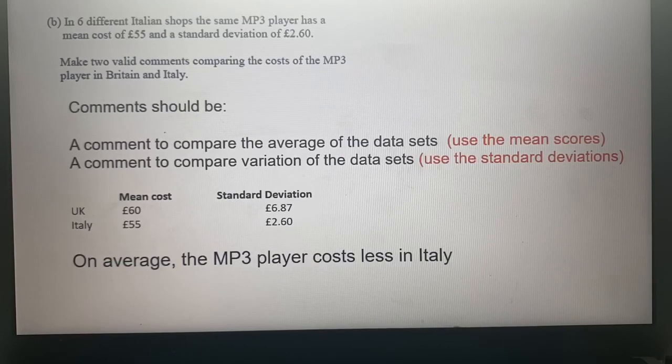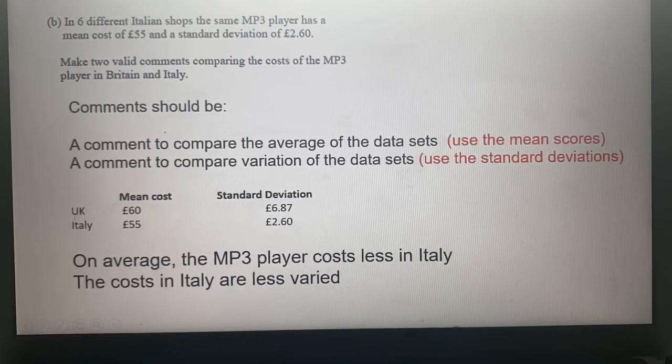And then the standard deviation looks at how varied the costs are for this particular context. So here, we could say something like the costs in Italy are less varied. Remember, the larger the value, the more varied. The smaller the value, the less varied. So either the costs in the UK are more varied or the costs in Italy are less varied. But you do have to make sure you're putting it into the context of the question.